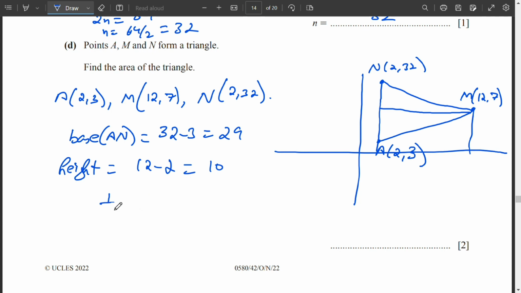So area of a triangle is half into base into height. We have the base as 29, so this is half into 29 into 10. So this goes 5 times. Now what is 29 into 5? Using our calculator, 29 into 5 is 145. So that's the area of the triangle. You can see how we have used the coordinates.